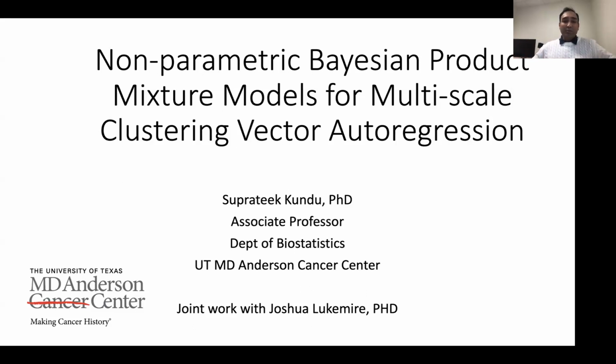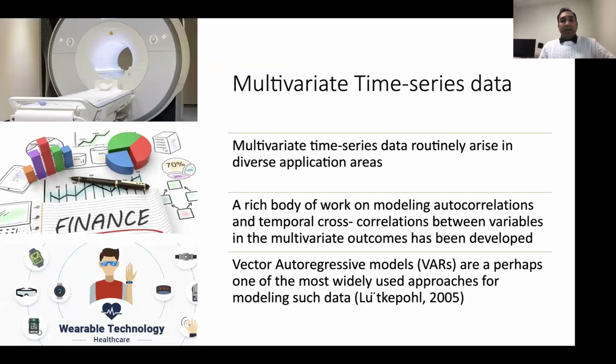So this is joint work with Josh Lukemeier, who is my former PhD student and now a research faculty at Emory University. I'm going to focus on multivariate time series data, but the ideas in this talk are equally applicable to functional data and a lot of other different types of data sets.